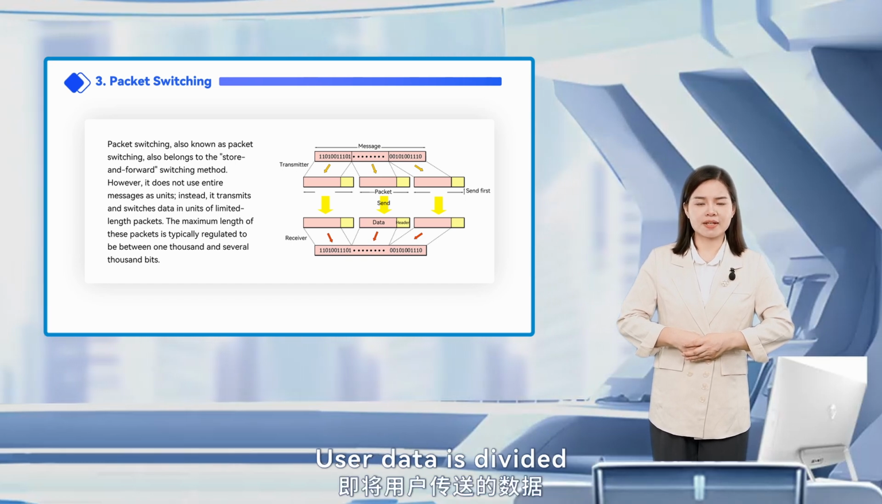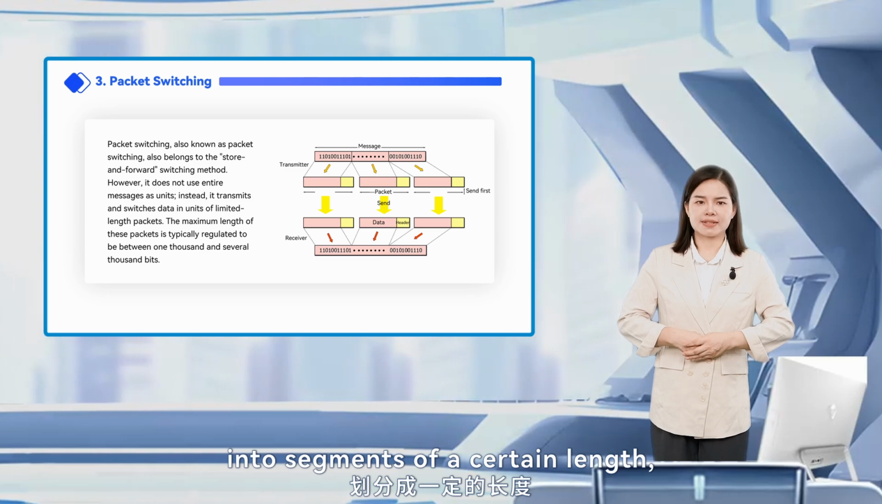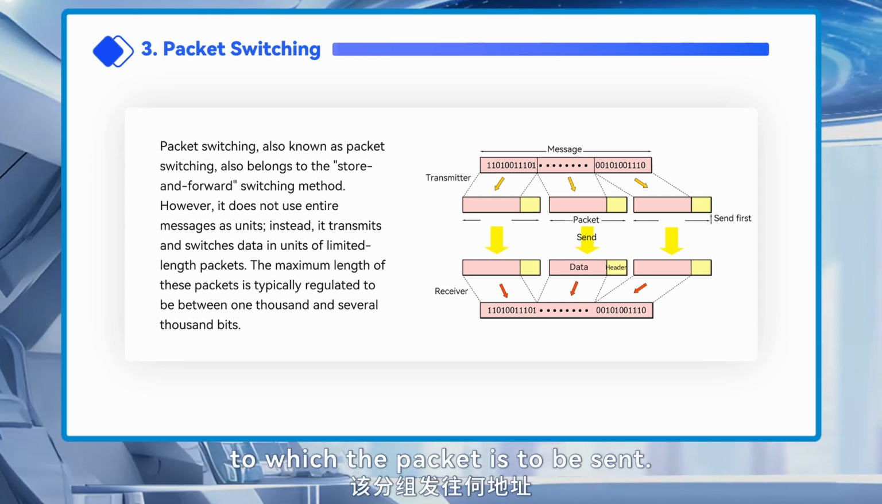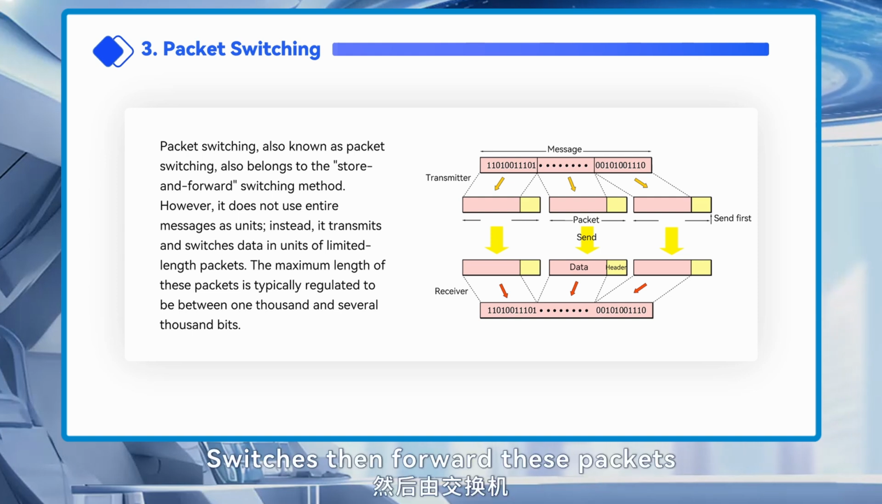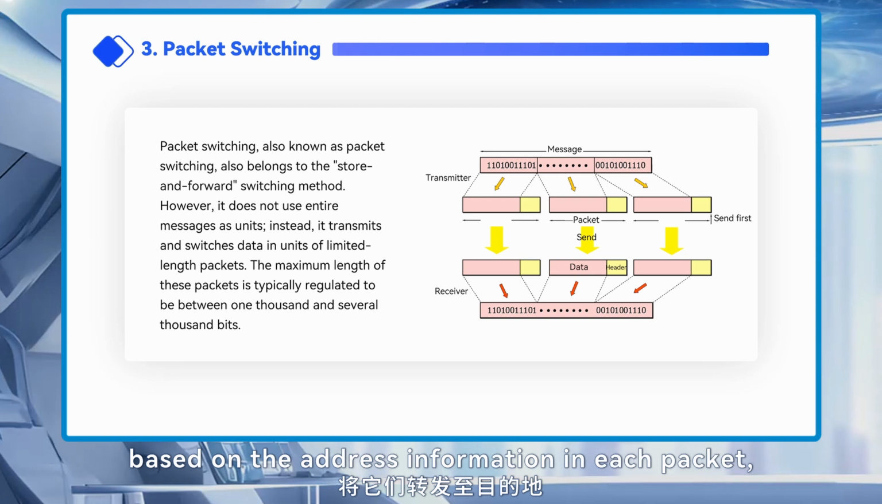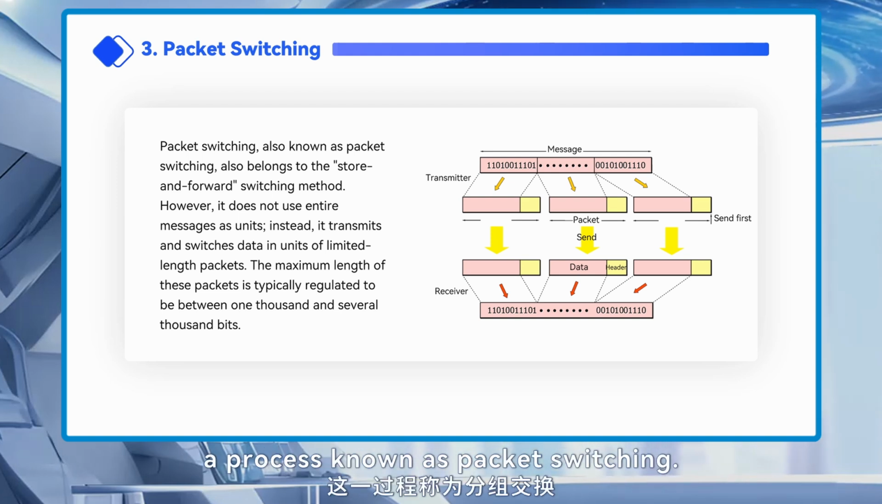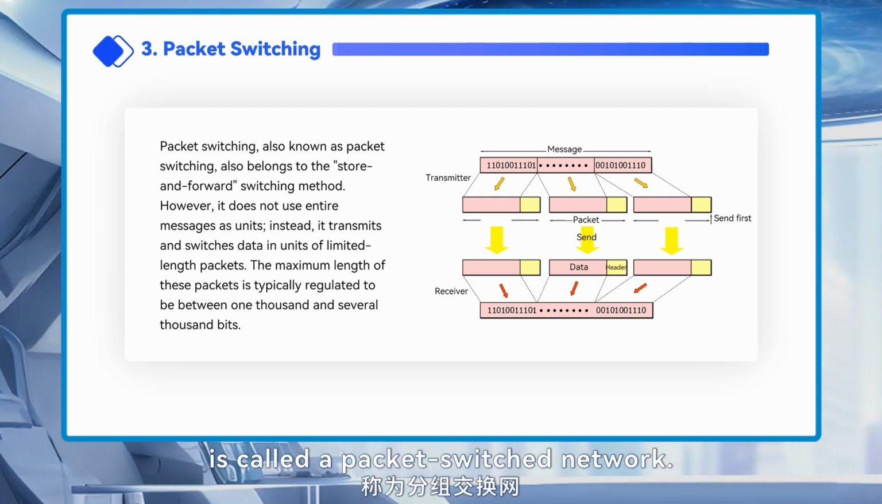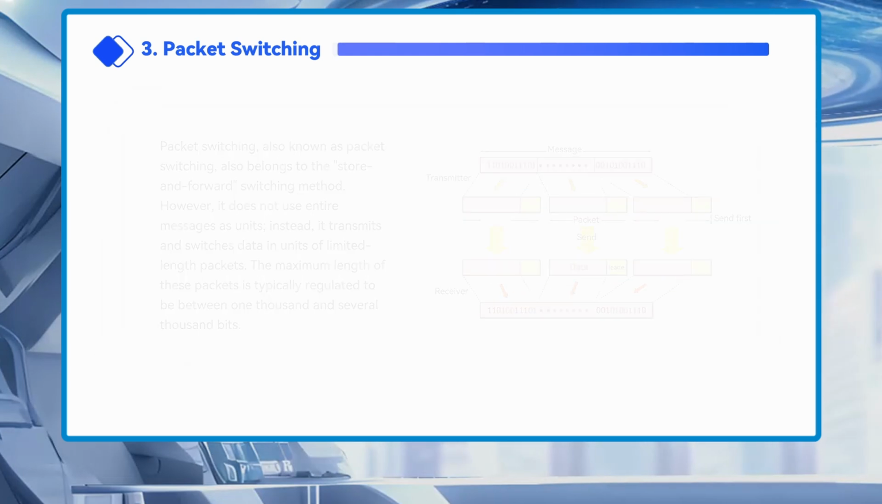User data is divided into segments of a certain length, called packets. Each packet is prefixed with a packet header, which indicates the address to which the packet is to be sent. Switches then forward these packets to their destinations based on the address information in each packet, a process known as packet switching. A network that employs packet switching is called a packet-switched network.